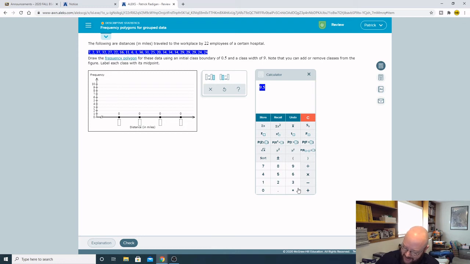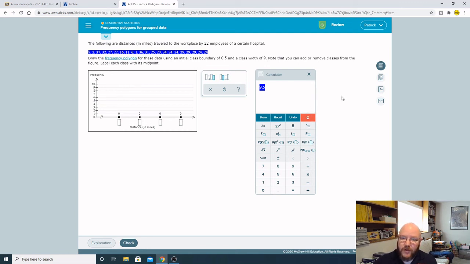36.5. And then, of course, our highest value was 37, so we're going to have a fifth class. And it's going to be 36.5 all the way to 45.5. So I'm just adding 9 on each one of them because it gives me that number right there, 9. Okay, all right.